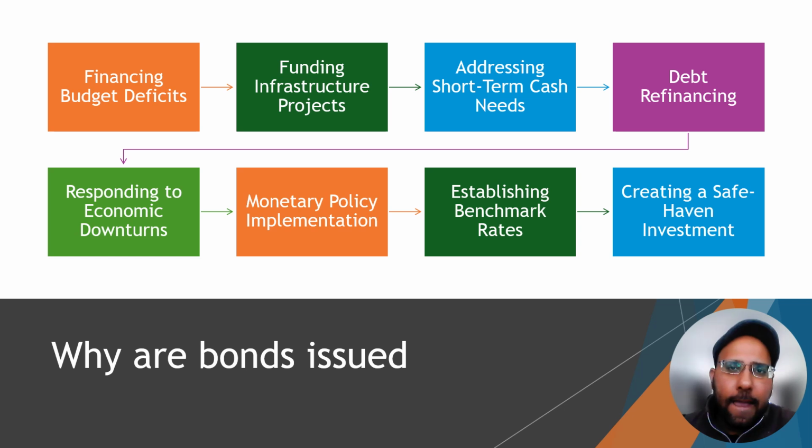When it comes to monetary policy implementation, central banks will use government bonds as an instrument of monetary policy to influence interest rates and maybe manage liquidity in the financial system. So in essence, by buying and selling government bonds in the market, central banks can adjust money supply levels. They can inject money or take money out of the system, and that will influence borrowing costs.